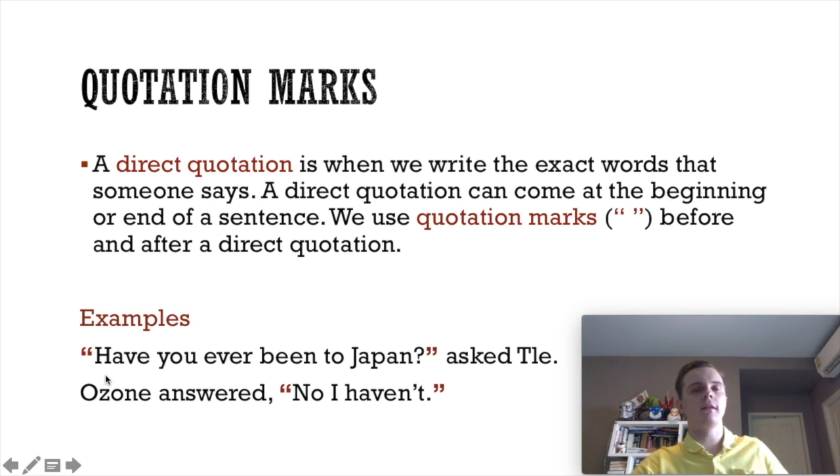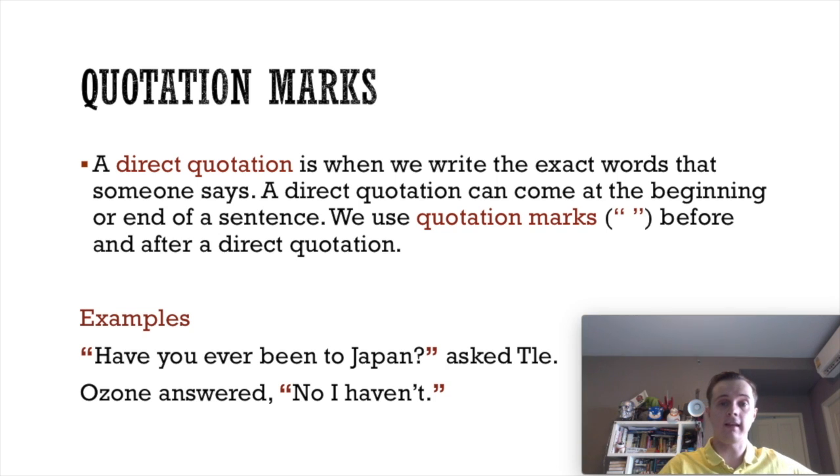So here's some examples. "Have you ever been to Japan?" asked Ten. "Asked Ten" tells us who is speaking, but the words inside the quotation marks show us exactly what he says. And in this sentence, the quotation is at the beginning of the sentence. Ozone answered, "No, I haven't." Again, the words "Ozone answered" tell us who is speaking, but the words "No, I haven't" inside the quotation marks tell us the exact words he said.